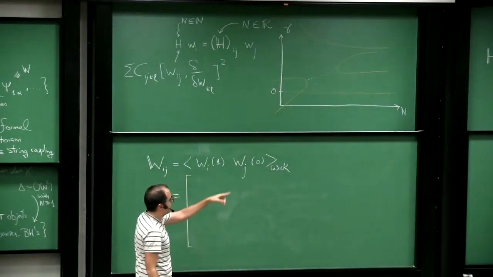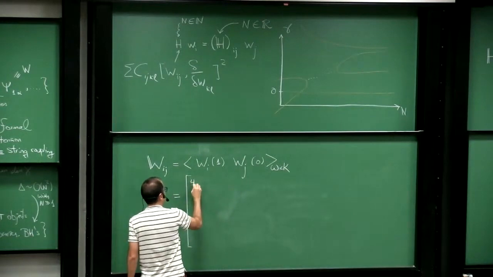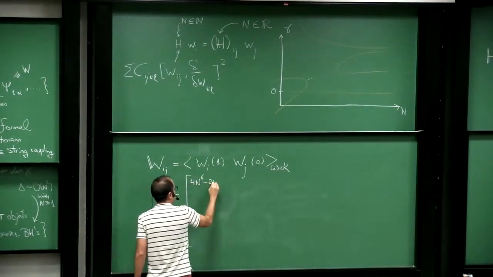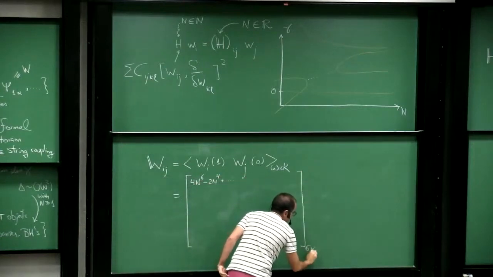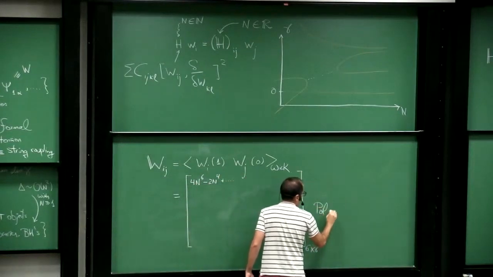It's much denser than that one. I'm not going to write it all, I'm just going to write the first term. It's 4n^6 minus 2n^4 plus, and so on. But the point is that it's a 6x6 polynomial in n matrix.